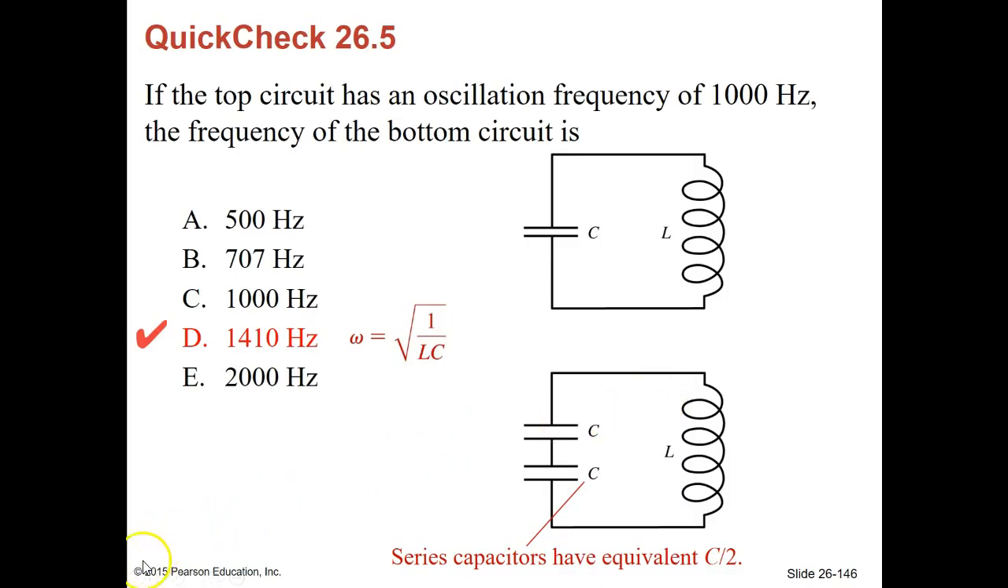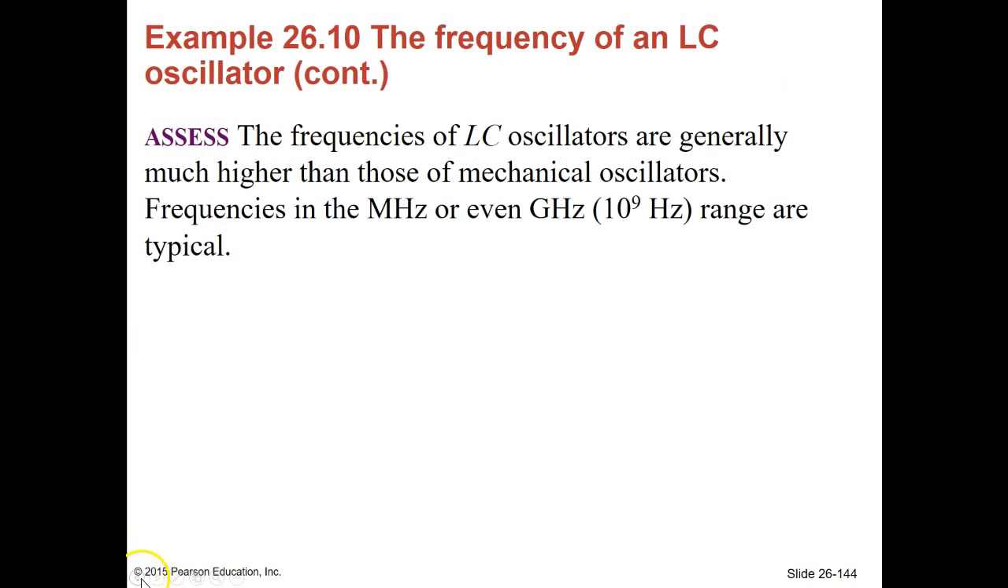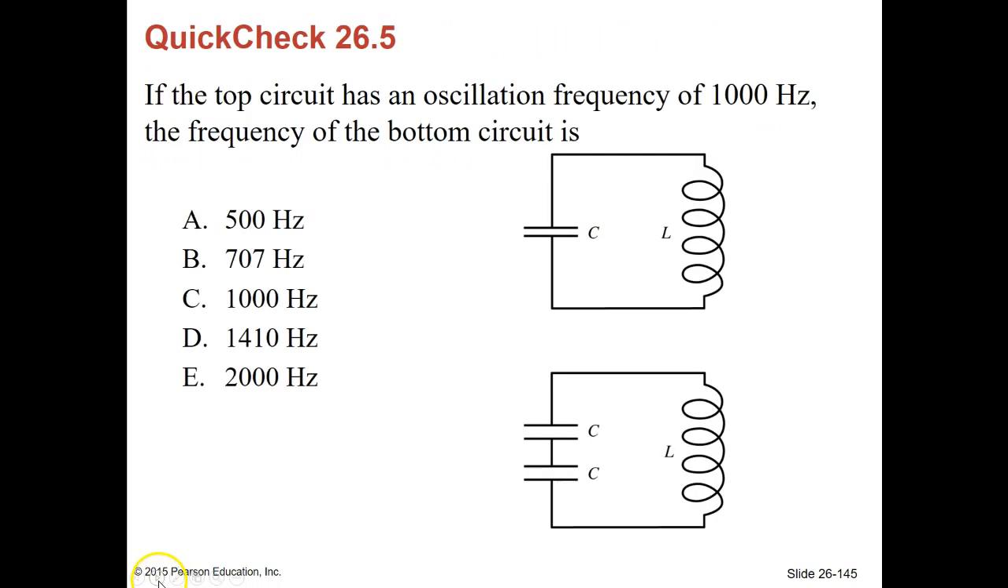So that was our answer. The frequencies of LC oscillators are usually much higher than mechanical oscillators, so they're megahertz or even gigahertz. If you think about your cell phone, it operates on a gigahertz frequency, so that's 10 to the ninth, and that's because of the LC oscillator on the inside.